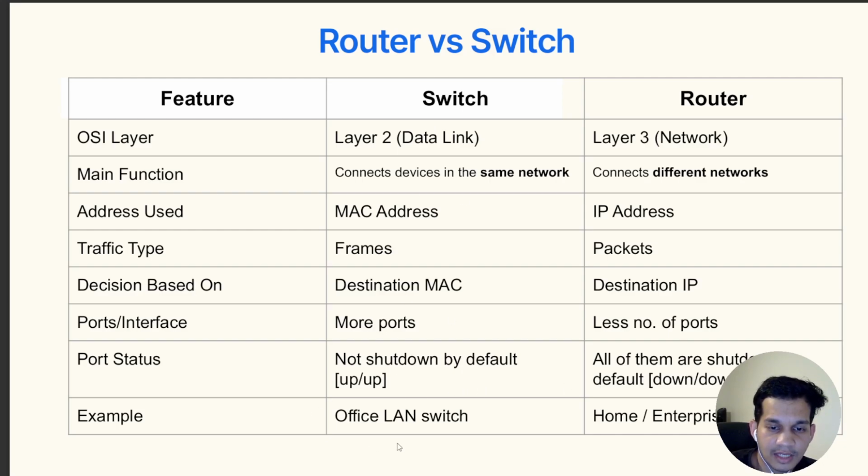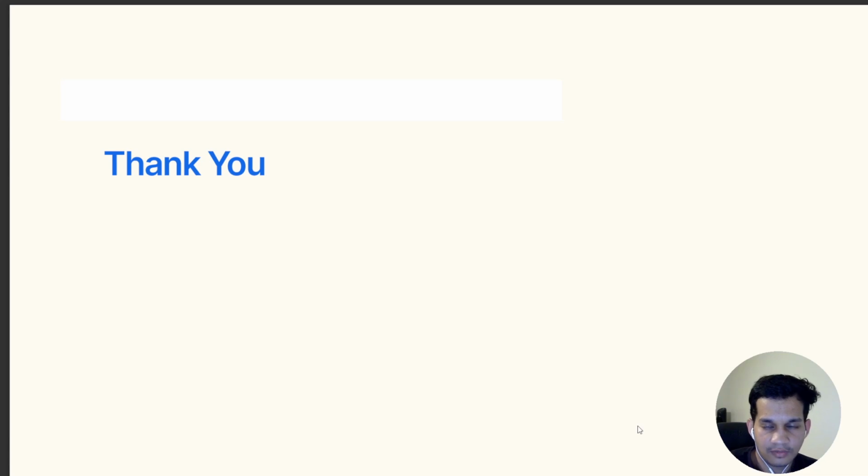For example, an office LAN is connected to a switch, and then to a router, like a home or enterprise router. So this is all for this video. I hope the router and switches concepts are clear, and in the next video we'll cover the protocol data units as per the layers. So that's all for this video.